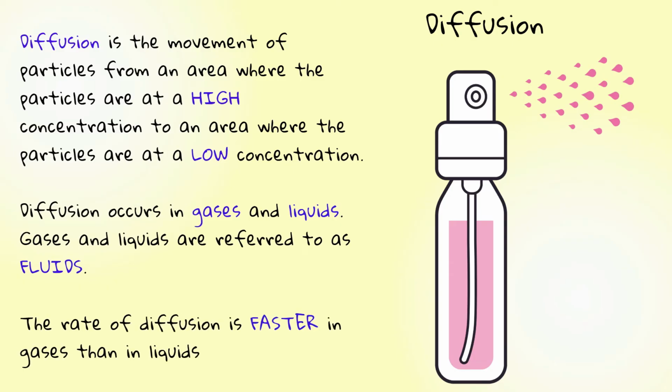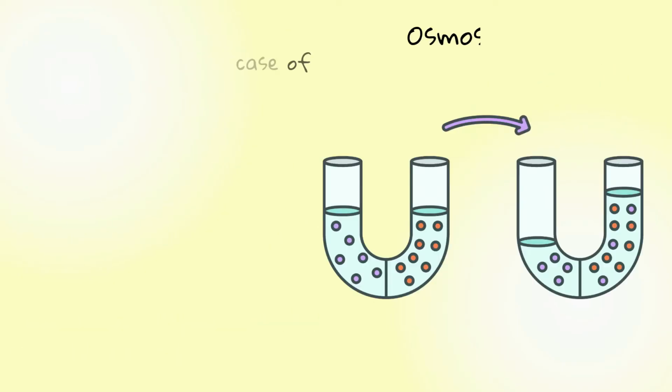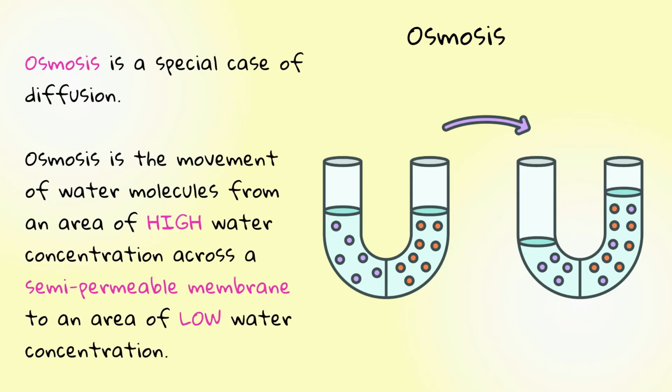Diffusion is the movement of particles from an area where the particles are at a high concentration to an area where the particles are at a low concentration. Diffusion occurs in gases and liquids. Gases and liquids are referred to as fluids. The rate of diffusion is faster in gases than in liquids. Osmosis is a special case of diffusion. Osmosis is the movement of water molecules from an area of high water concentration across a semi-permeable membrane to an area of low water concentration.